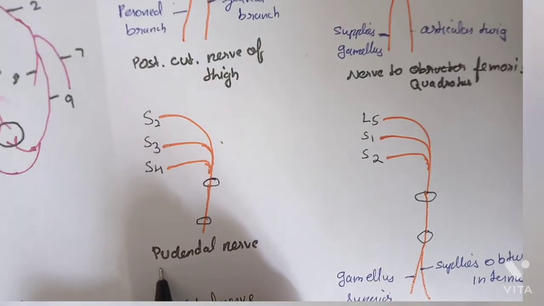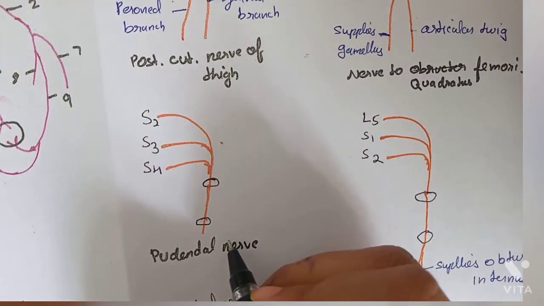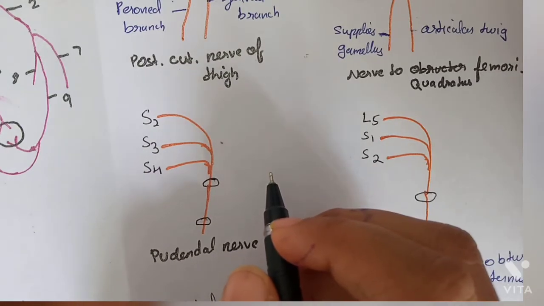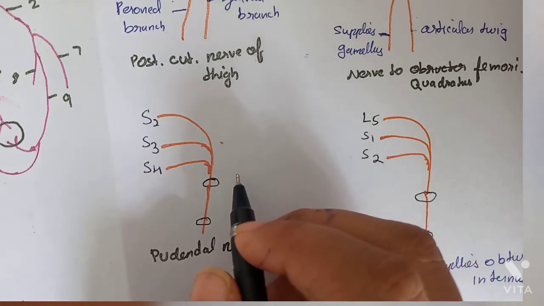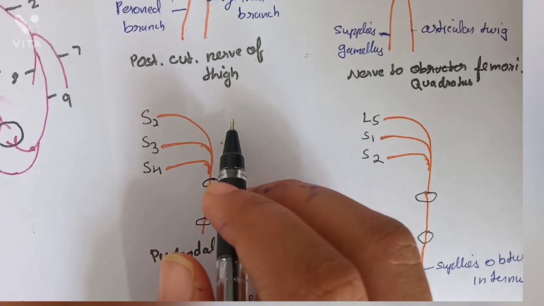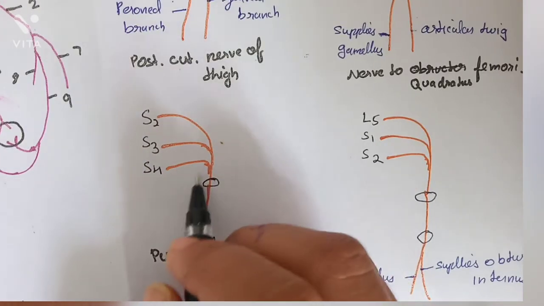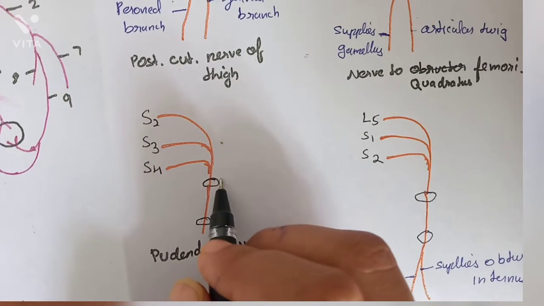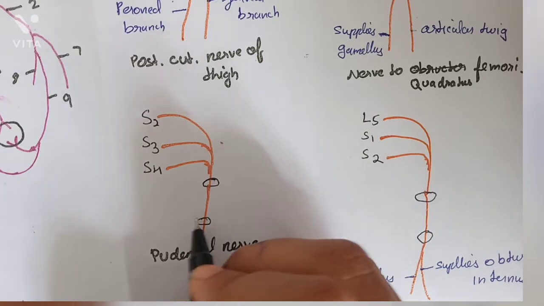Pudendal nerve. The pudendal nerve enters the gluteal region just to leave it, which means it does not supply any muscles, nor does it supply any arteries or veins in the gluteal region. It arises from the ventral rami of S2, S3, S4 of sacral plexus through the greater sciatic foramen, and leaves the gluteal region through the inferior sciatic foramen.